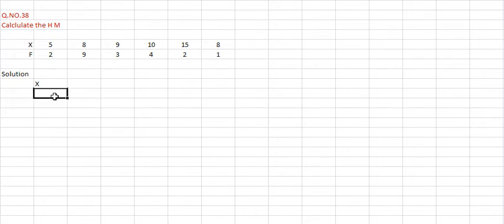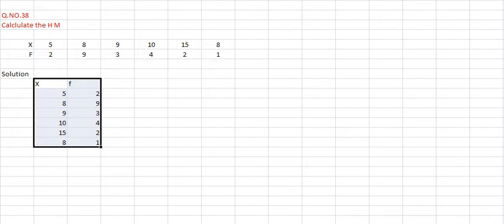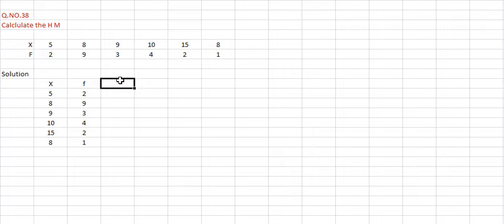First you write the x as it is given in the problem: 5, 8, 9, 10, 15, 8. Next, the frequency is like this: 2, 9, 3, 4, 2, and the last one. So these two are the information given in the problem. Now what do you need to do?